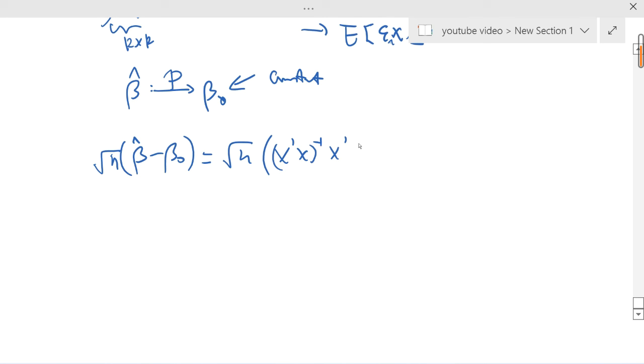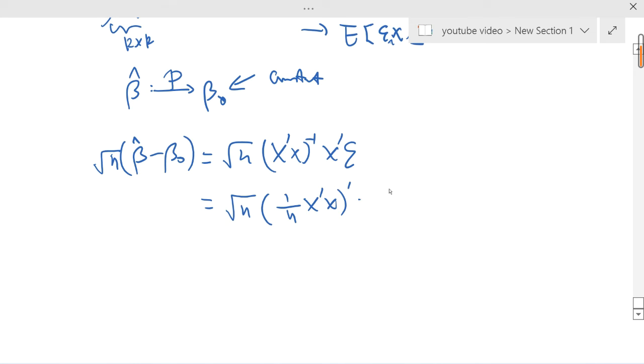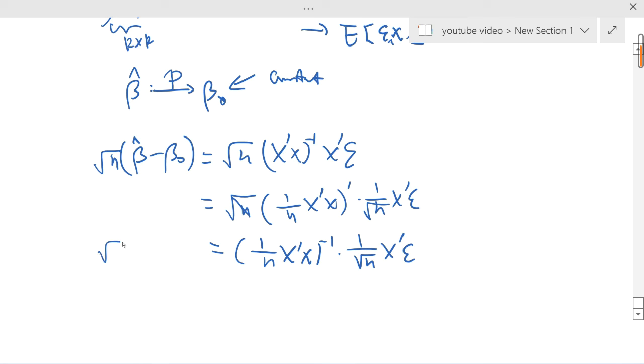This is X prime X inverse X prime epsilon. Let me divide X prime X by n, and X prime epsilon over root n. So this is root n times beta hat minus beta 0.